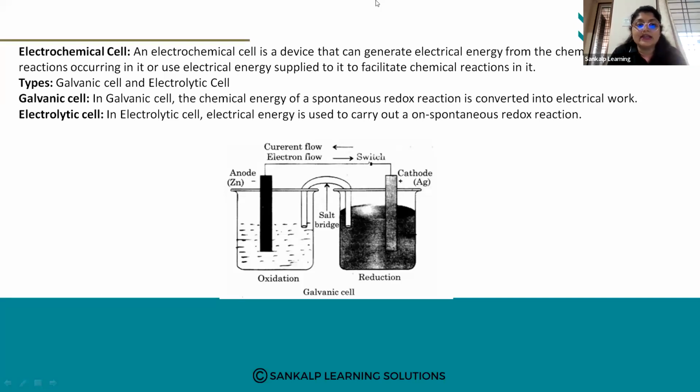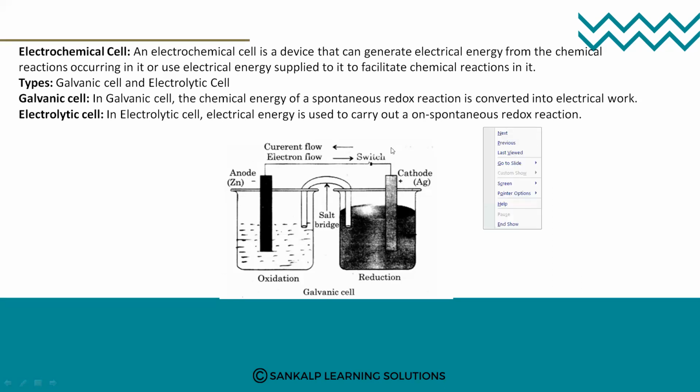Galvanic cells and electrolytic cells. In a galvanic cell, the chemical energy of a spontaneous redox reaction is converted into electrical energy. In an electrolytic cell, electrical energy is used to carry out a non-spontaneous redox reaction. So these are the types of electrochemical cells: one is the galvanic cell, another is the electrolytic cell.